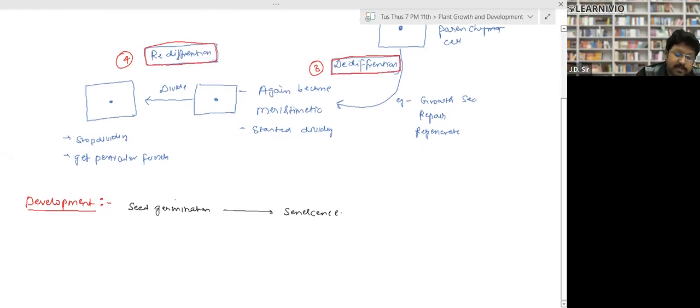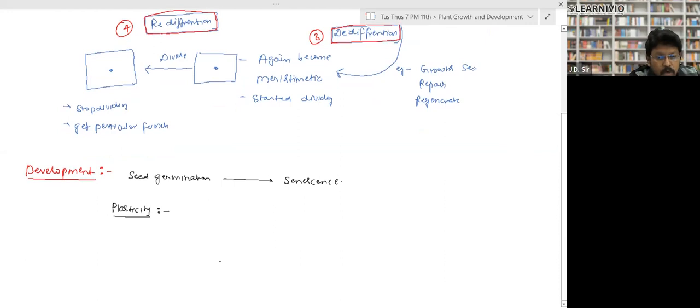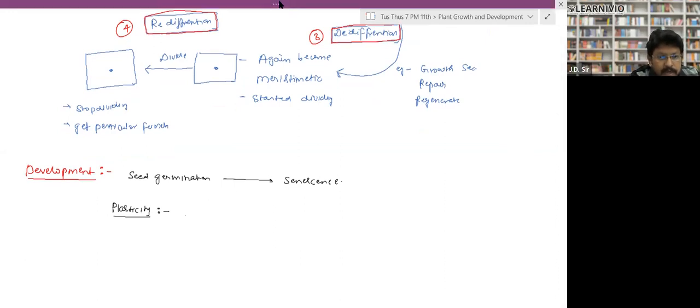One more important thing, what is plasticity? The ability of changing. If anything changes according to change in environment for the adaptation, that is called plasticity, right? So the same plant has different types of leaf if they are found in different areas, that is called plasticity. I'll show you a diagram.